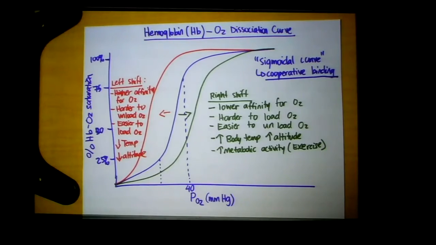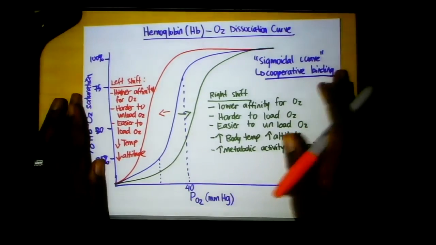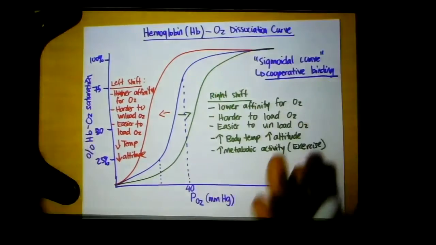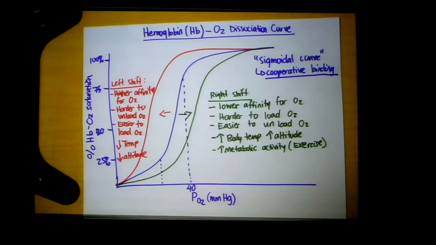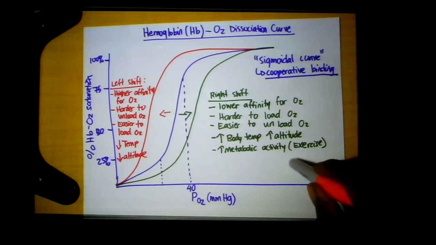All right, so I really want to explain why we have this right shift in terms of the big picture of what's happening. So the tissues are requiring more oxygen if we shift to the right. We're thinking about things like exercise, we're thinking about things like increased body temperature. We're going to talk about some other factors as we go on that shift the curve to the right. But if you associate all of this with increased metabolic activity, then the other factors that we'll speak about will make a lot more sense, okay?